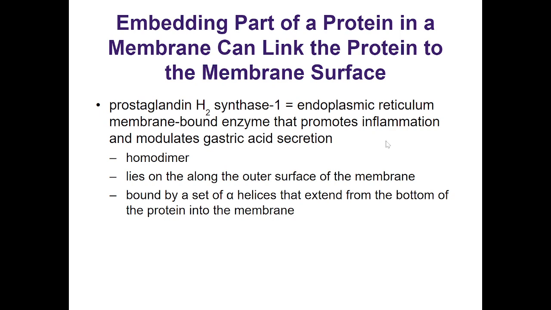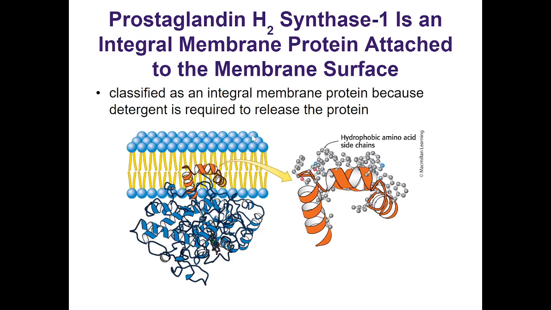Okay, so prostaglandin H2 synthase 1. This is an endoplasmic reticulum membrane-bound enzyme that's going to promote inflammation and modulates gastric acid secretion. It's a homodimer. It's going to lie along the outer surface of your membrane. Though do keep in mind this is the endoplasmic reticulum we're talking about, not the outside of the cell. Okay. This is going to be bound by a set of alpha helices. This is going to extend from the bottom of the protein into your membrane, and that's what it looks like. So again, it's going to be classified as an integral membrane protein. This is because detergent is actually required to release the protein.